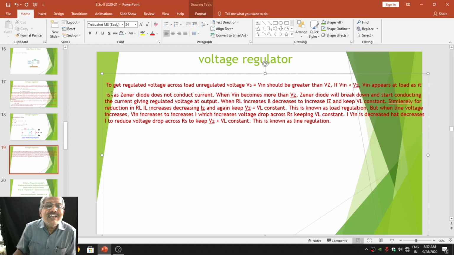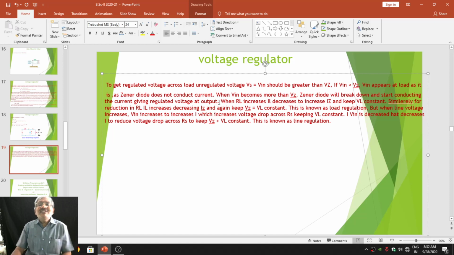And this is as the Zener diode doesn't conduct the current. When Vin becomes more than Vz, then the Zener diode will break down and start conducting the current, giving regulated voltage at the output. Here only one thing you have to remember, and that is Vin should be greater than Vz to get the regulated output voltage. Otherwise, the same input voltage will appear across the load resistance.